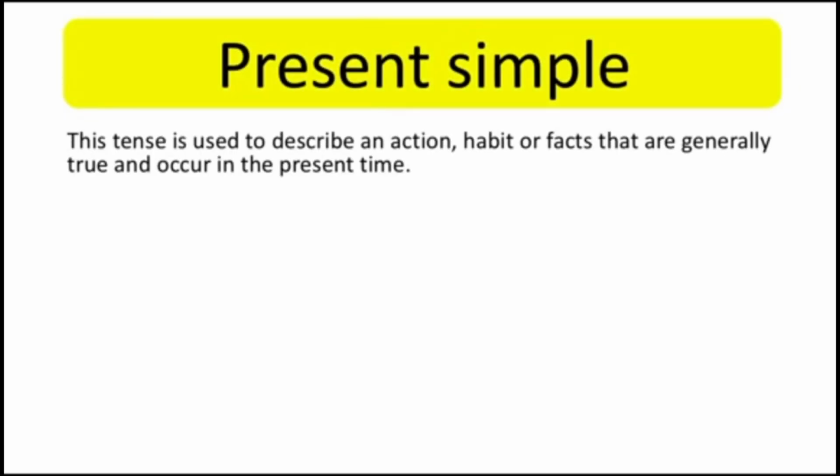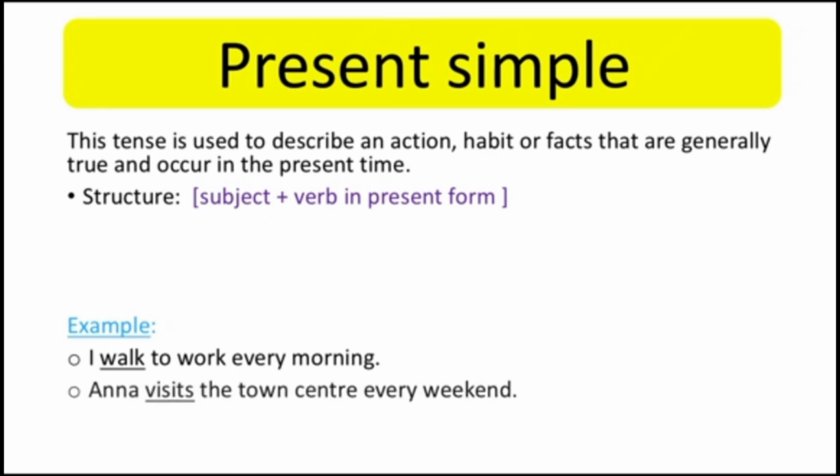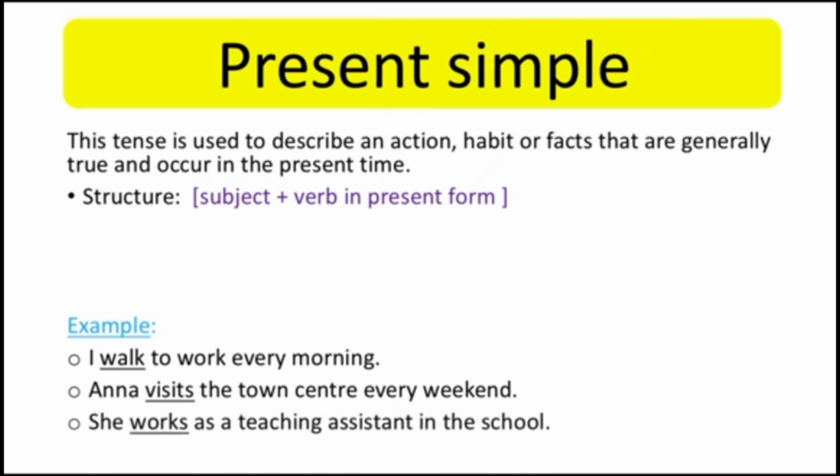Present simple. This tense is used to describe an action, habit, or facts that are generally true and occur in the present time. The structure is subject plus a verb in the present form. For example, I walk to work every morning. Anna visits the town centre every weekend. She works as a teaching assistant in the school.